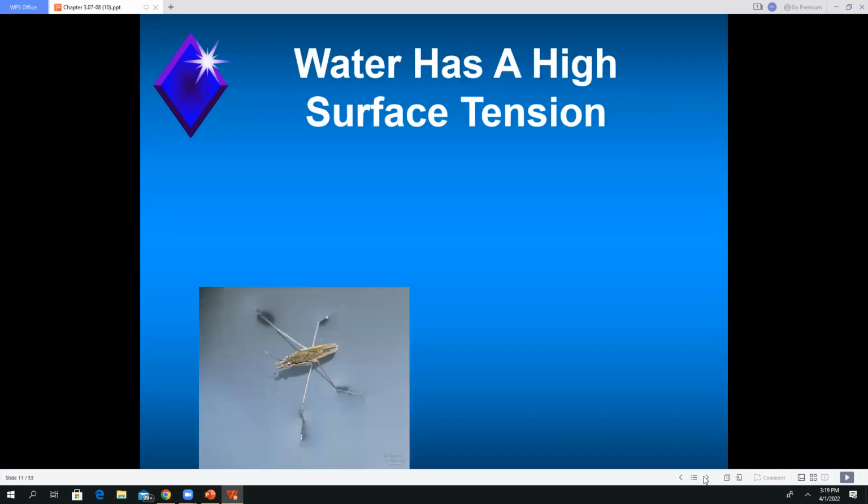Water also has a high surface tension. Notice this little bug over there is pretty much walking on water. Why is it walking on water or standing on water? Because water has a high surface tension. That means that the surface of it is hard to break.